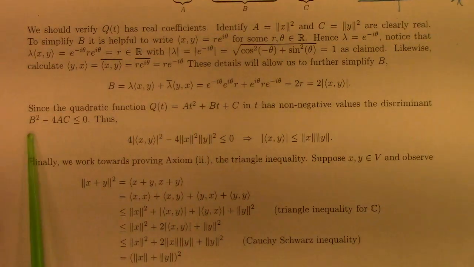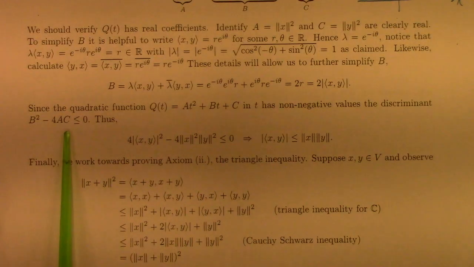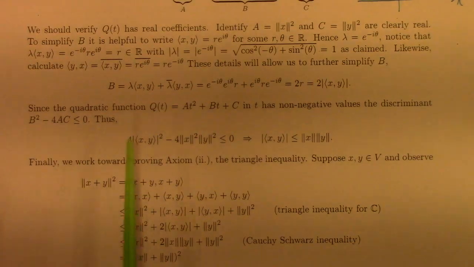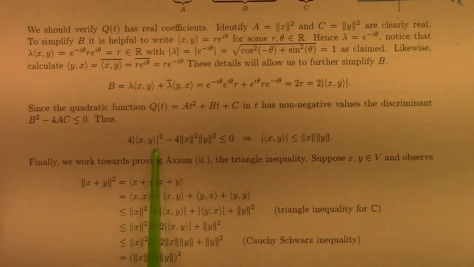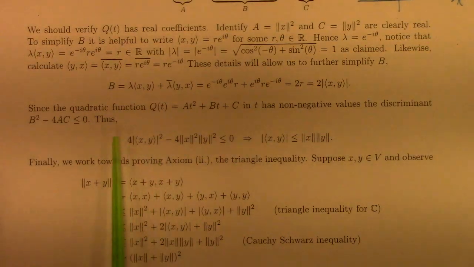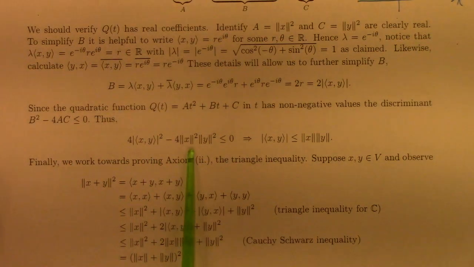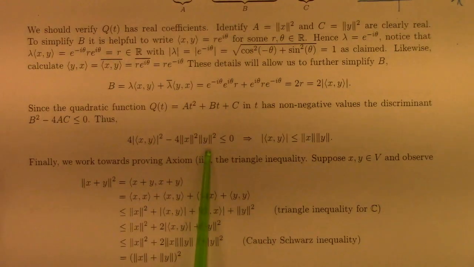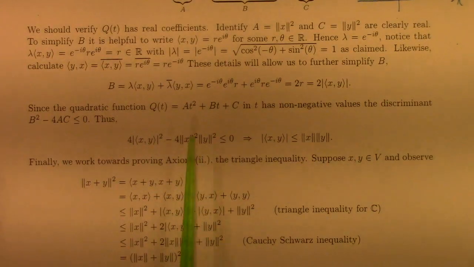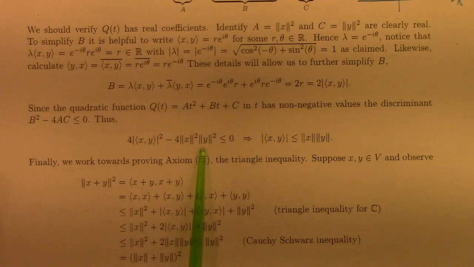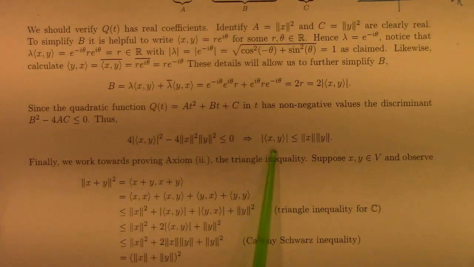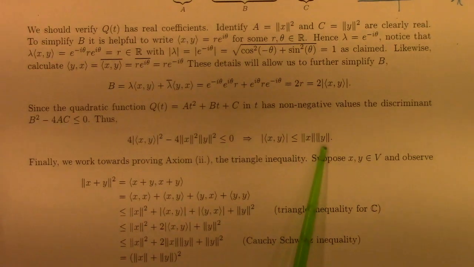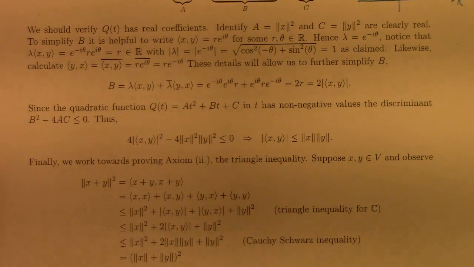All right, so we need to have b squared minus 4ac to be less than 0. But b squared is 4 times the absolute value of the inner product of x, y squared, and a was the length of x squared, and c was the length of y squared. And that has to be less than or equal to 0, but that is tantamount to saying that the absolute value of the inner product of x, y is less than or equal to the length of x times the length of y, which is, by the way, the Cauchy Schwarz inequality.